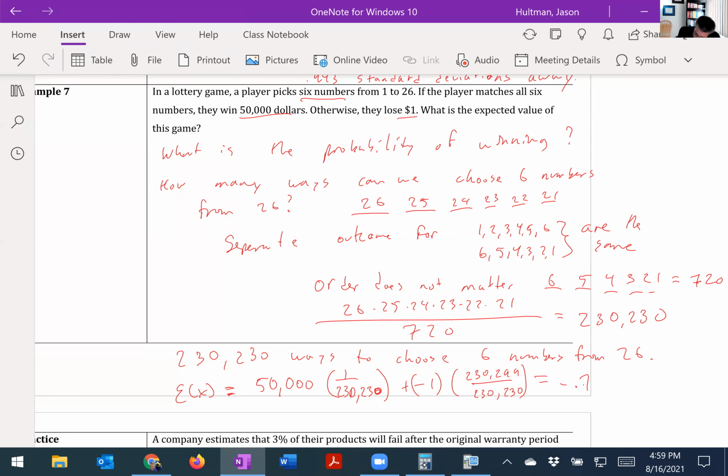Okay, negative 0.78, about negative 78, which this is in money. Okay, this is in money. So my expected loss is about 78 cents. Okay, so I have an expected loss of 78 cents. Expected loss of 78 cents.